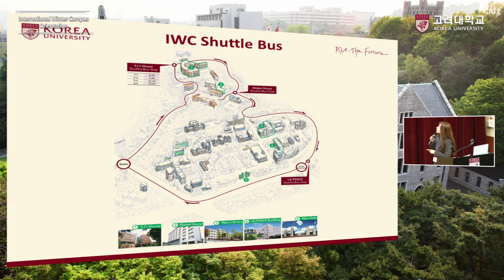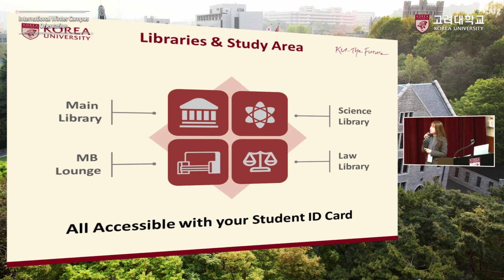So this is our libraries and study area. You can use KU libraries with your student ID card. Like I said, when you sign your student code of conduct and turn it in at our Student Supporting Center room 101, you will get the student ID card. And with that student ID card, you can access any KU libraries in here. The closest one is located on the 2nd floor of this building, called MB Lounge, and you can freely come and study here without the card access. So that's a tip.